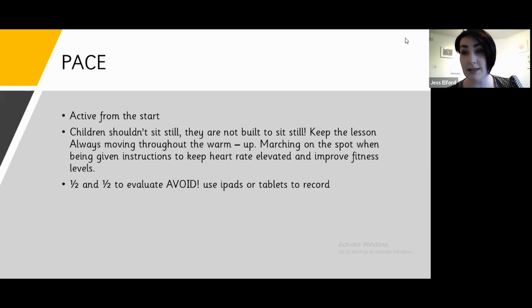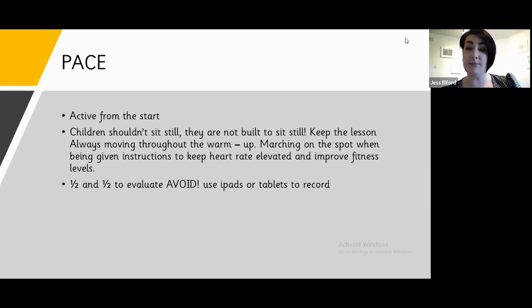Children should not sit still for long periods of time. Children are not built to sit still, particularly Key Stage 1 and lower Key Stage 2 children and foundation children. You know, keep them moving. If you're giving them an instruction, there's nothing wrong with them marching on the spot and reciting the instruction to you.